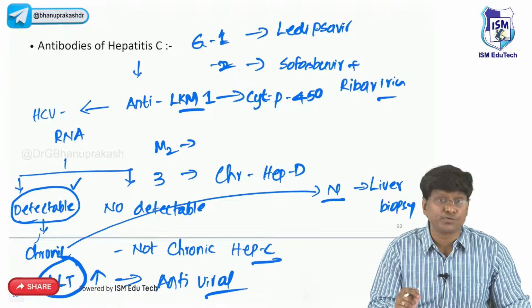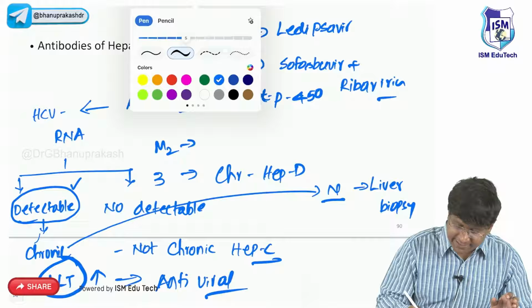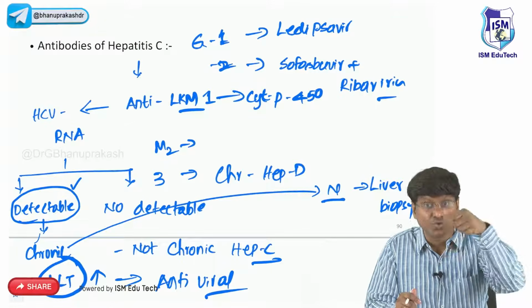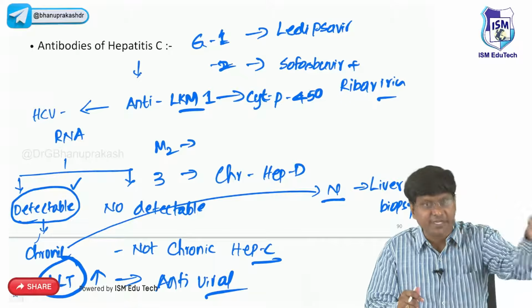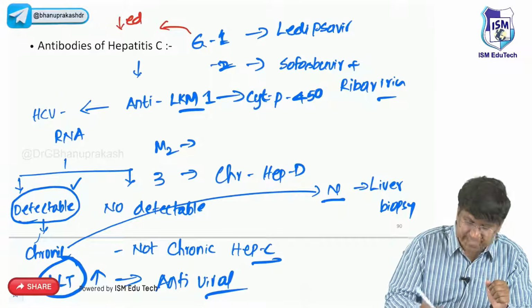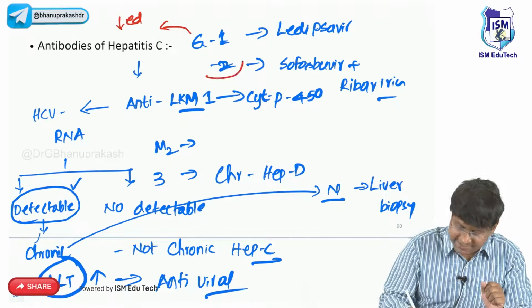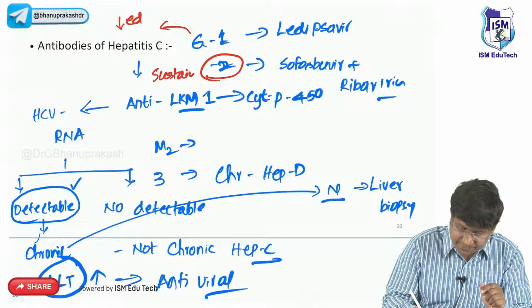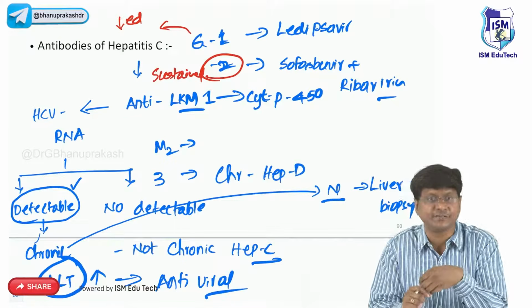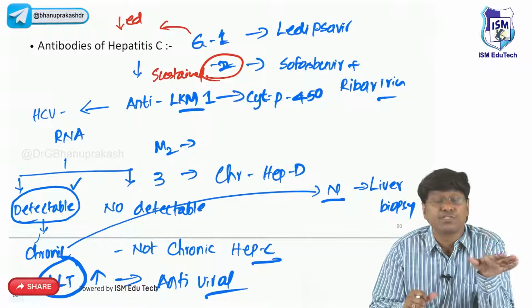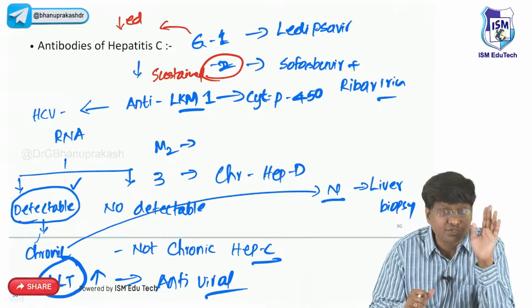And you should know the prognosis also. Which particular type of hepatitis C virus has a sustained, that means good, response? See, genotype 1 has reduced responsiveness, whereas genotype 2 has sustained responsiveness. So if the individual is infected with genotype 1, the prognosis will be bad.